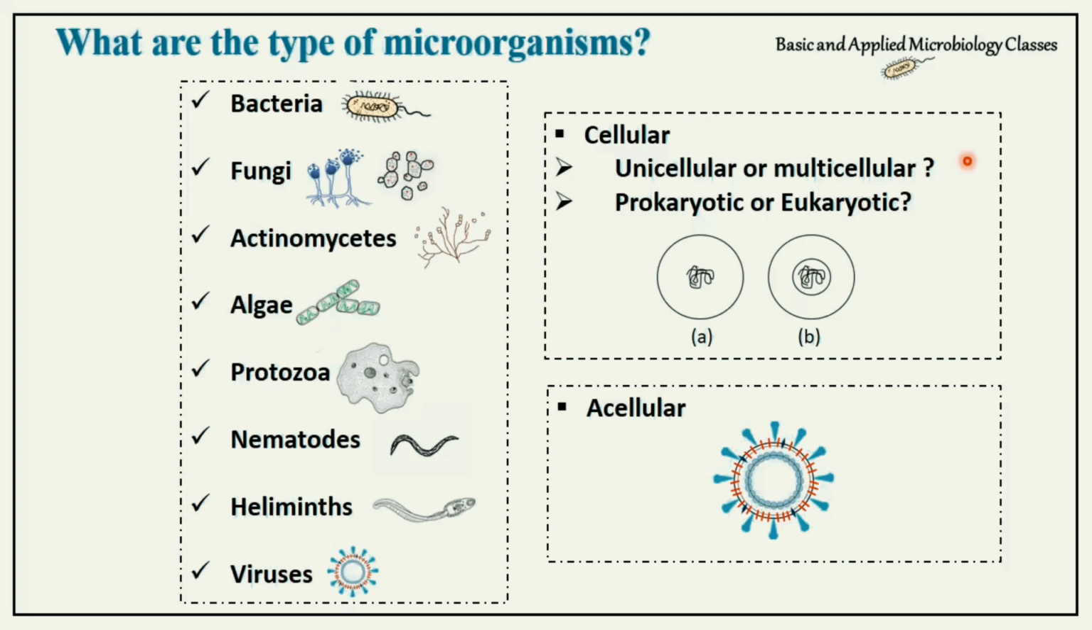Then you should update your knowledge. Most of the microorganisms are unicellular, but at the same time, others are multicellular. For example, bacteria are unicellular, and fungi are multicellular. So they can be of both types. Next, you should know prokaryotic or eukaryotic. If a cell is there, then the cell can be of two types. What is prokaryotic and what is eukaryotic?